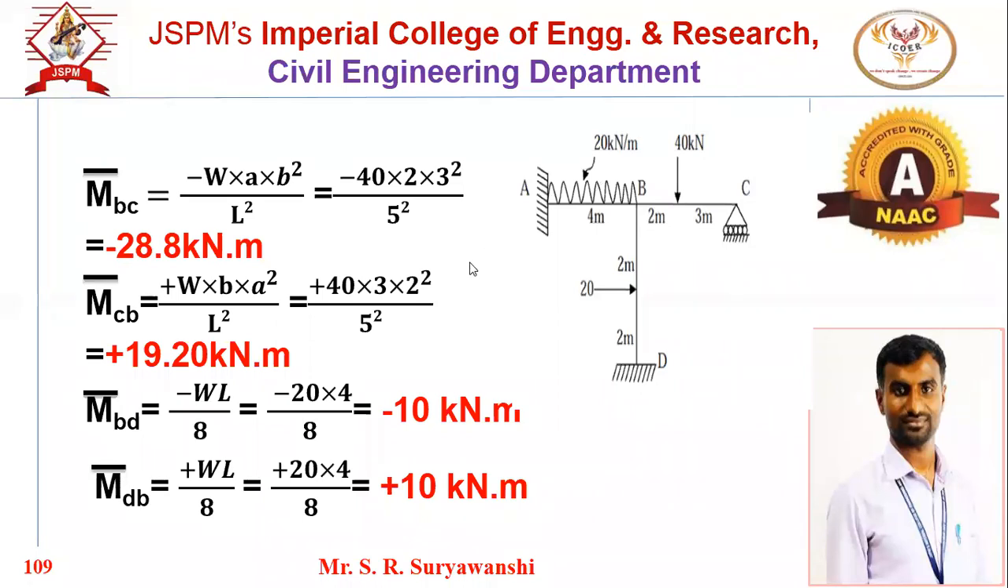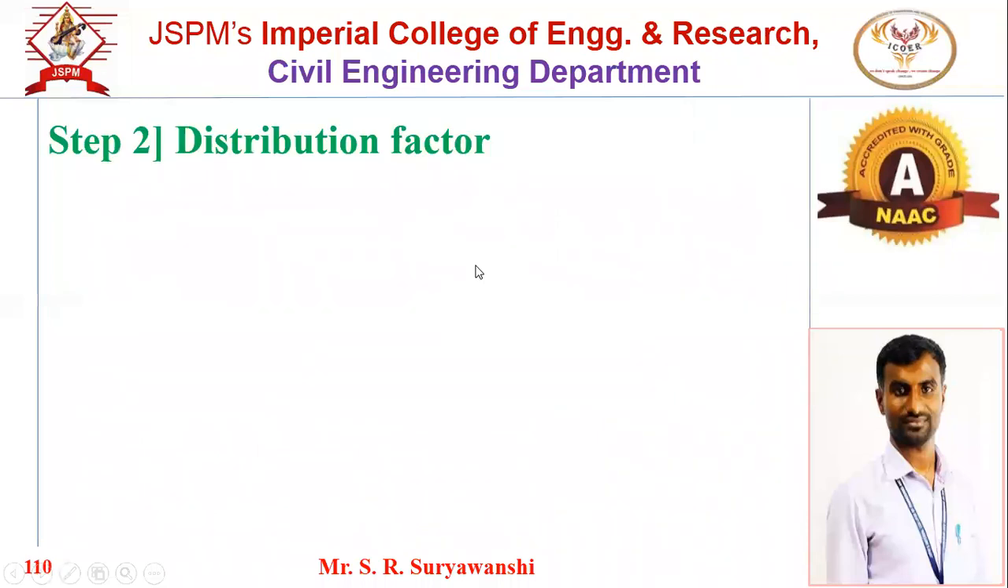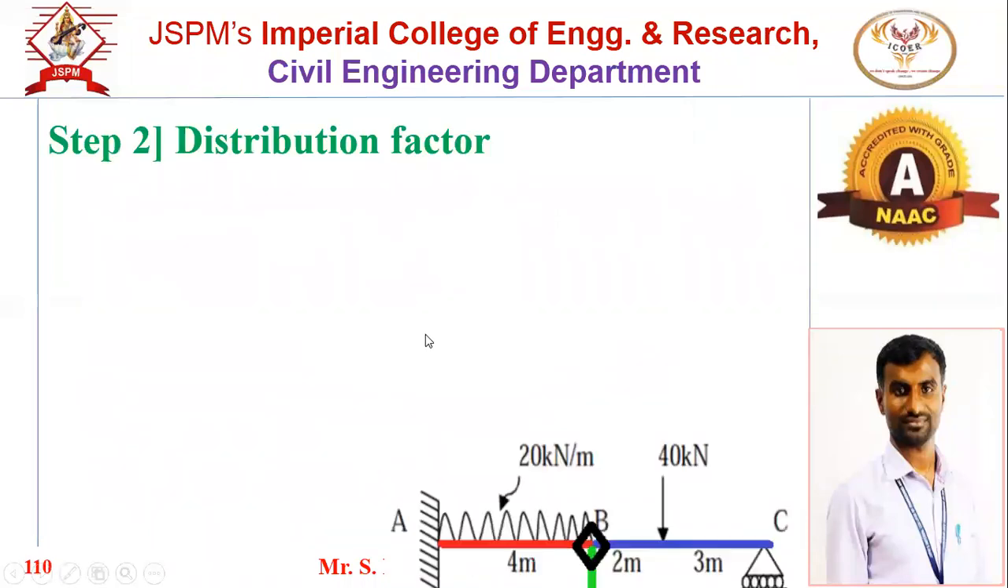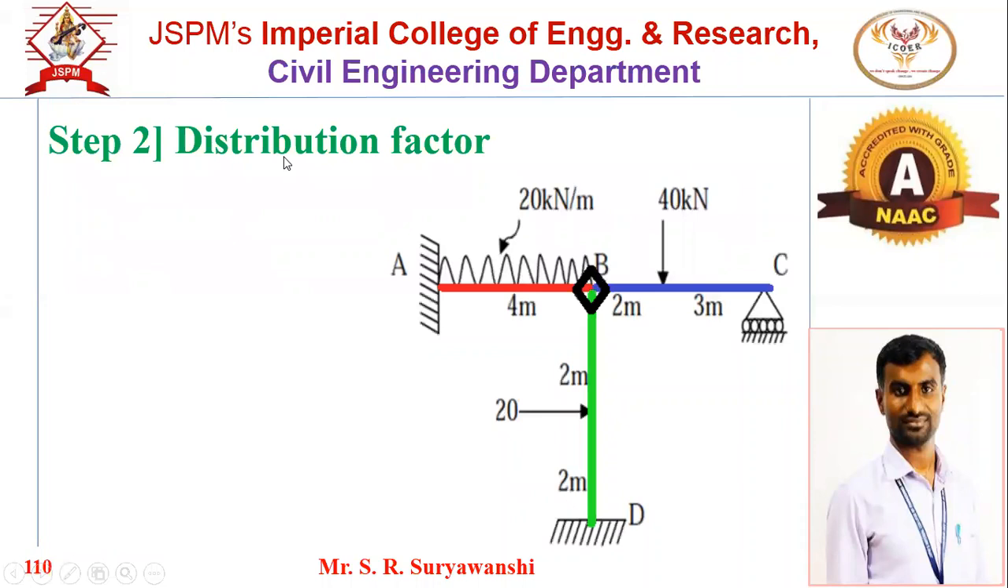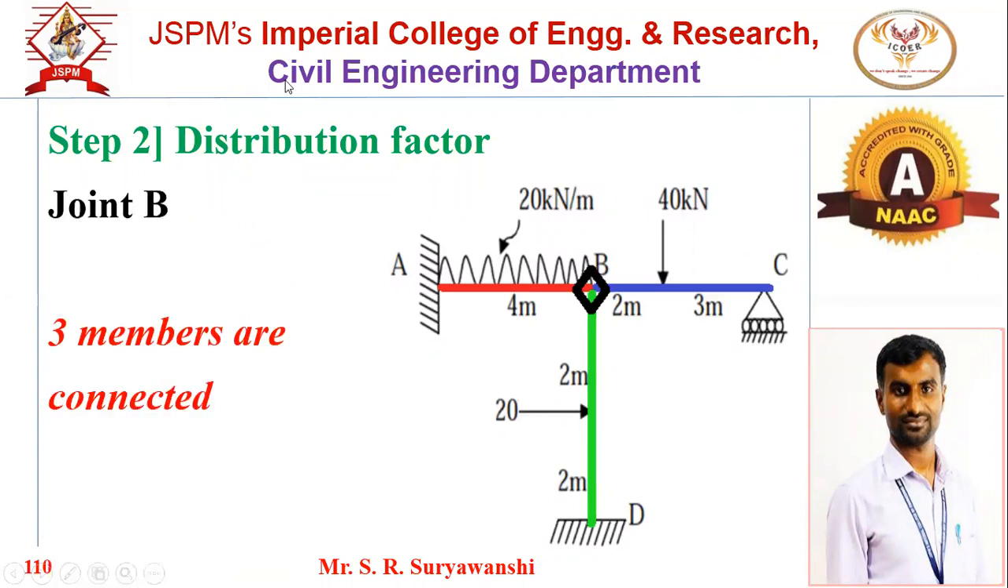Step number 2 is for the distribution factors. This is the frame we are having. If you observe the joint, at joint B there are 3 members connected, so we have to consider member BA, member BC and member BD. For all the members we have to find the relative stiffness, then the summation of relative stiffness at the joint, and K by summation of K gives the distribution factor.